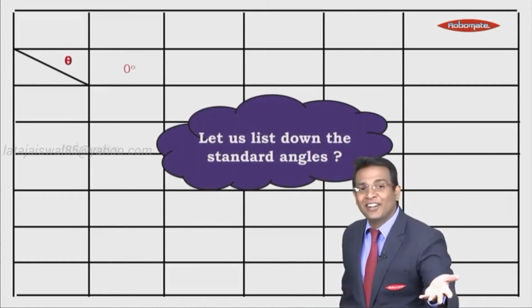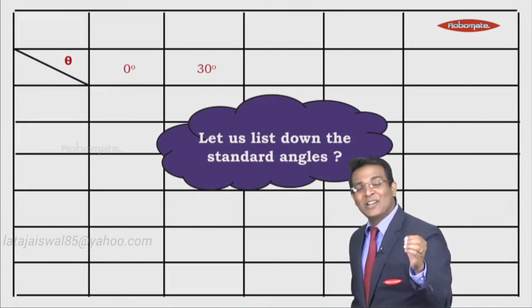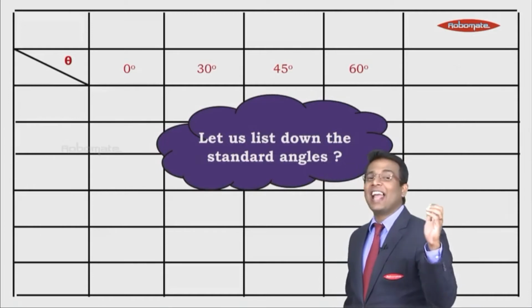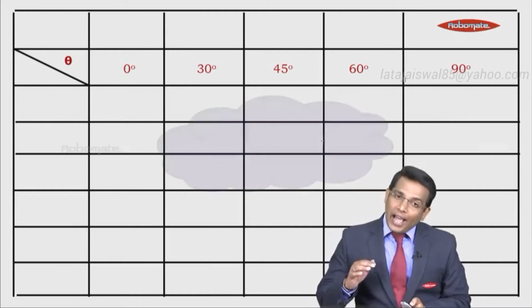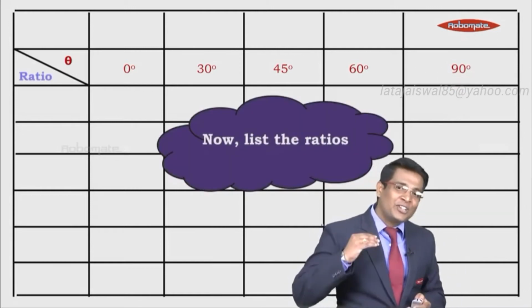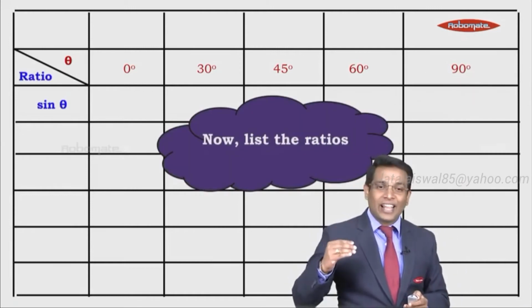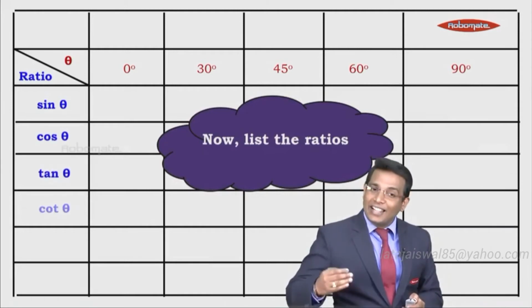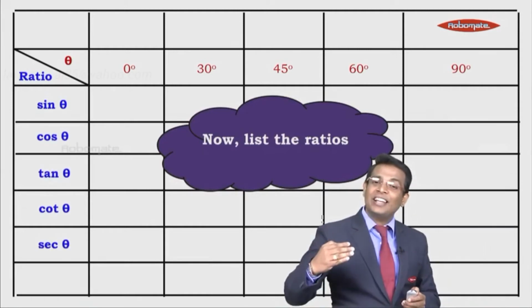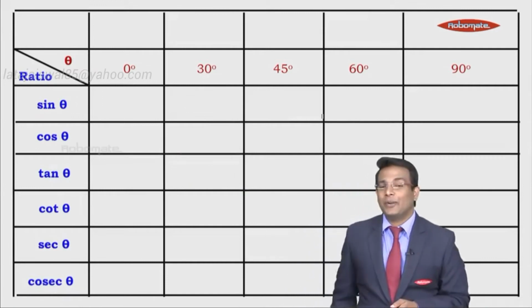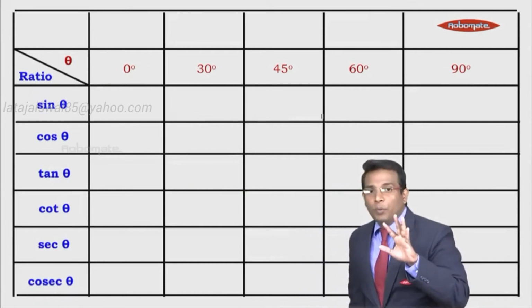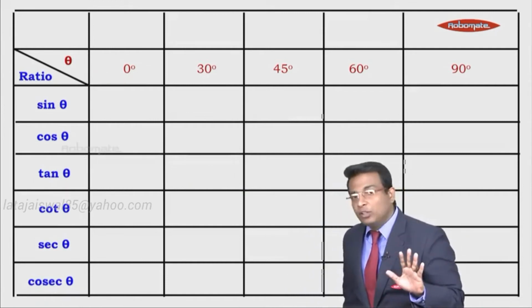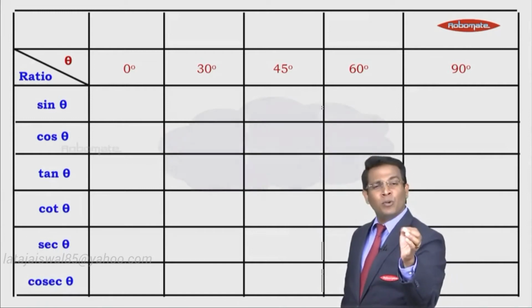You know all the standard angles, it is nothing but 0 degree, 30 degree, 45 degree, 60 degree and 90 degree, right? Now let's list down all the ratios. The ratios which we know are sin theta, cos theta, tan theta, cot theta, sec theta and cosec theta, right? Now you will be wondering, are you going to remember or memorize all this? No, you're going to create a small working here.